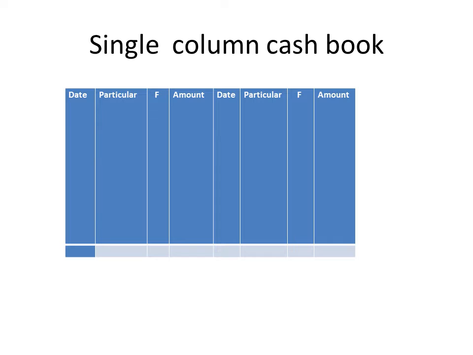Now, a single column cash book. A single column cash book is called single because it has only one column for the amount. Now, if money is coming to the organization, it appears under this amount column, and if money is going out, it appears on the amount column. So from this date to amount here, all this side is what we call the debit side, and from this date to here is what we call the credit side. That's why you can see that it has two identical sides. So it is called single column cash book because it has only one amount column.